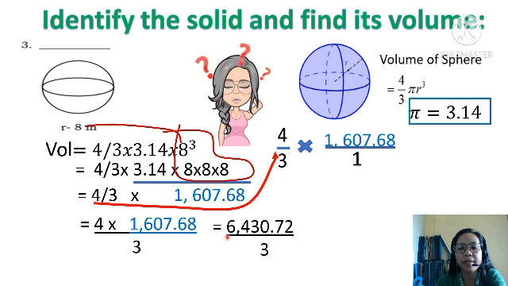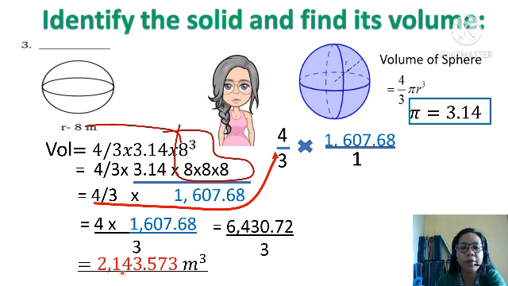Now, you can divide 6,430.72 divided by 3. The answer is, you can use your calculator. Okay? Get your calculator. So, you have 2,143.573 cubic meters. Okay? Yan yung sagot. Nakuha? Next.